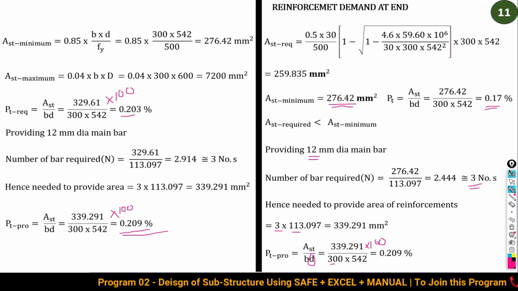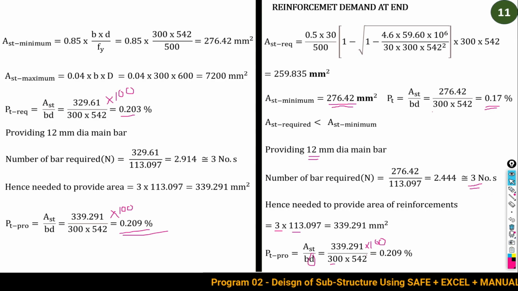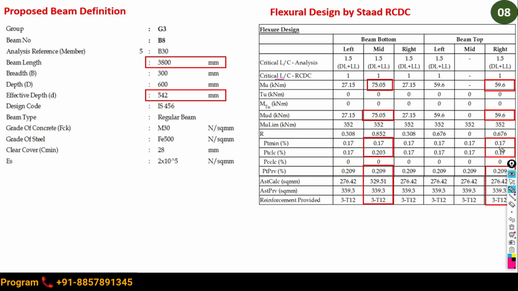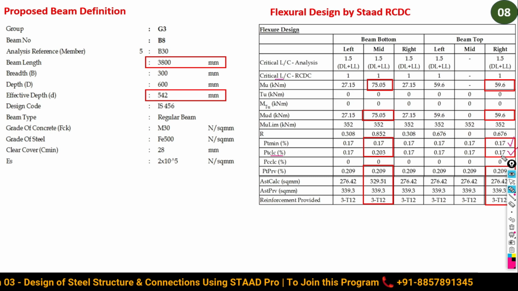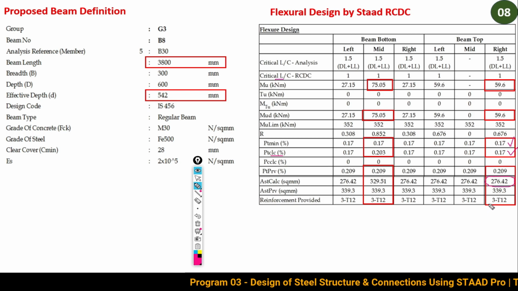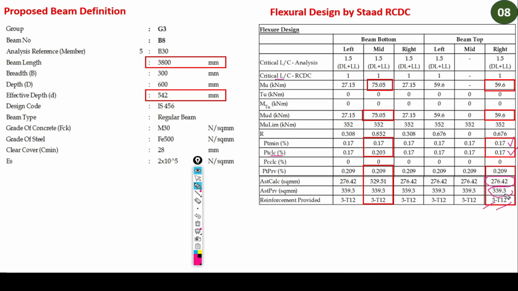Okay, so I have to compare all these calculations with STAAD RCDC at the end. So demand is what? 259. Let me see the RCDC. So in RCDC, the minimum area of the PT is the minimum one, and calculated will also be the minimum one, because anyhow you have to provide the minimum reinforcement. Okay, so we are going to provide this much area of reinforcement, and if you provide the bars, that is going to become 3 bars of 12 mm dia, which turns into 339.3 mm square area of the reinforcement.